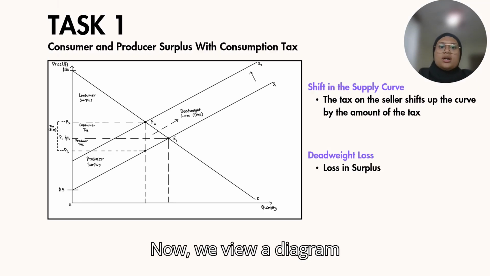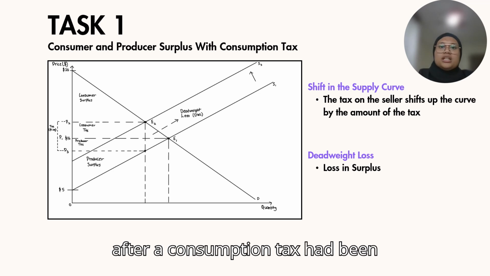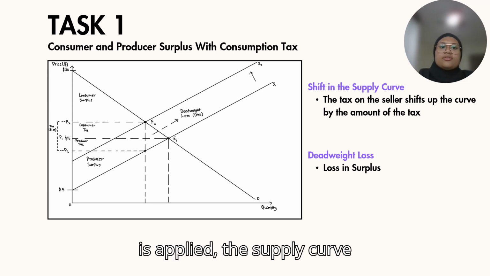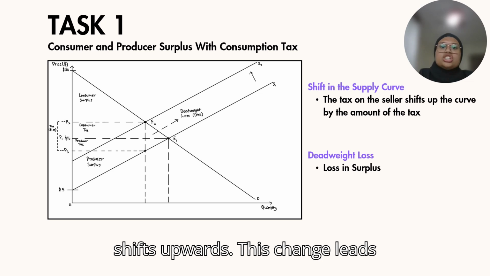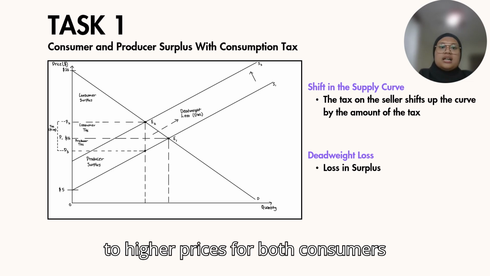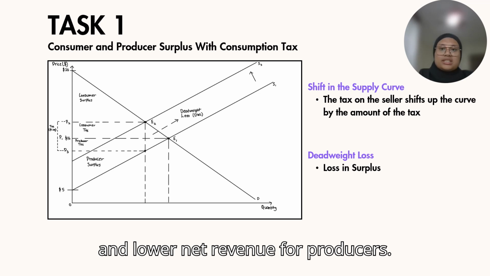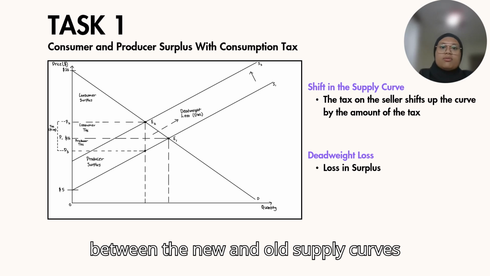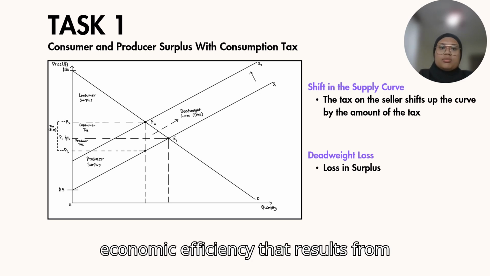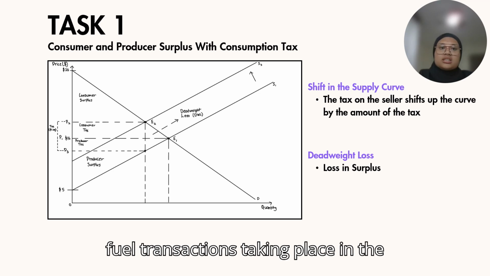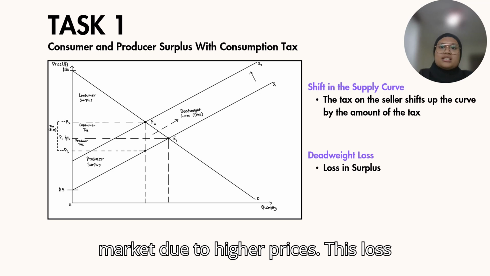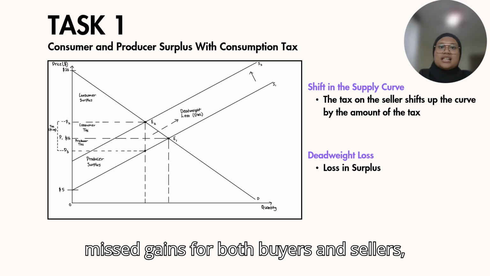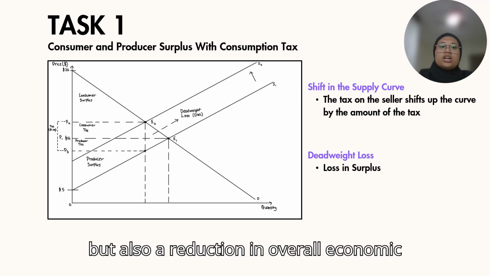Now, review a diagram after a consumption tax has been introduced. When a consumption tax is applied, the supply curve shifts upwards. This change leads to higher prices for consumers and lower net revenue for producers. Both surpluses decrease, and the area between the new and old supply curves represents deadweight loss, the lost economic efficiency that results from fewer transactions taking place in the market due to higher prices. This loss is critical as it reflects not only missed gains for both buyers and sellers, but also a reduction in overall economic welfare.